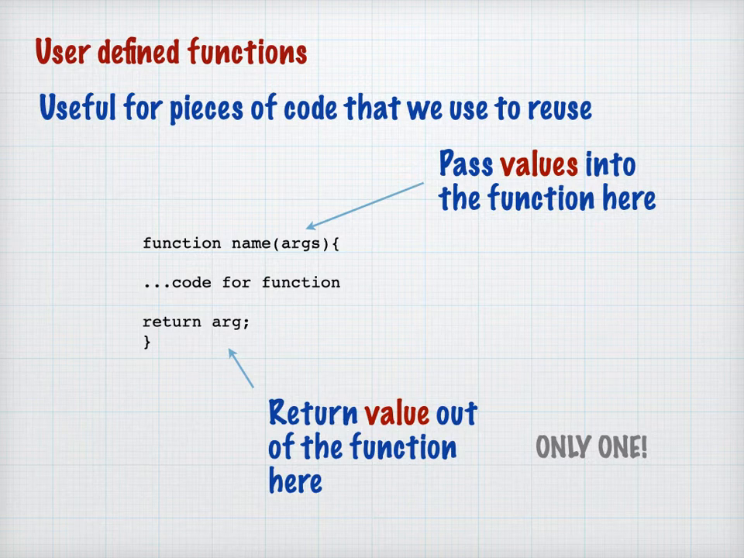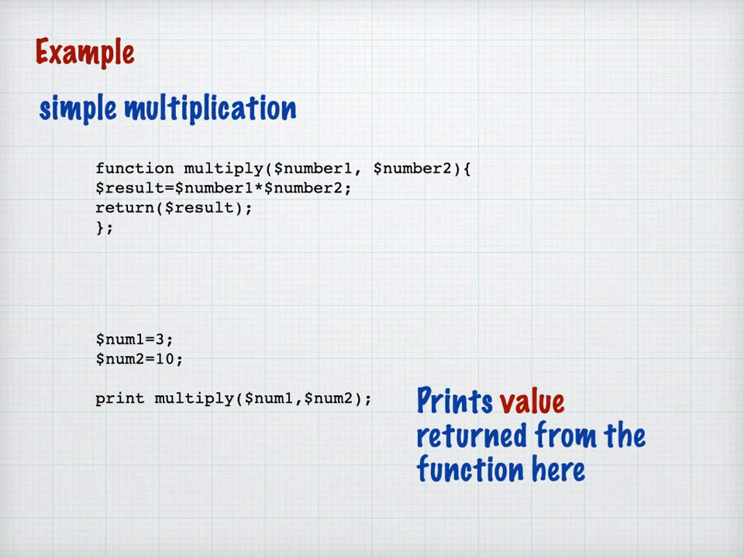Let's have a look at an example. So let's keep it really straightforward. Let's imagine that we want to write a function that's going to multiply. Okay, so I'm going to make up a function called multiply. So this is how I define it. I use the reserved word function, and then I think of a name for my function. Well, let's call it multiply.